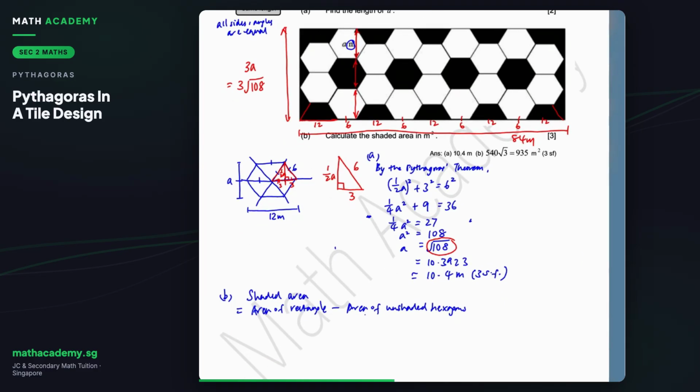Let's write down the area of the rectangle. Length times breadth, I'll take 84 times 3 root of 108. 84 and 3 are whole numbers, you can multiply them together. You will get 252. And I shall leave the square root of 108 as it is first. Next, let us look at the area of the unshaded hexagons. Before we look at the total area, let's find the area of one hexagon first.